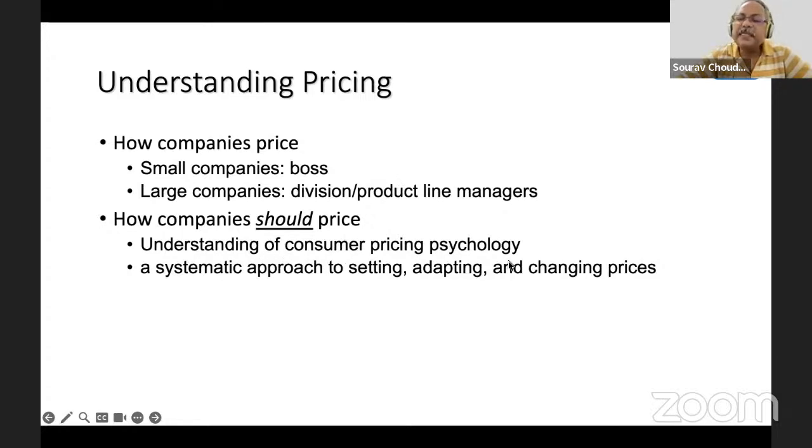So how should somebody price? Understanding of consumer pricing psychology. A systematic approach to setting, adapting, and changing prices. There should be a systematic process of making a pricing. ये किसी के discussion से pricing नहीं बन जाए. And we need to understand the consumer psychology behind pricing. What is he or she ready to pay for that value that he or she is getting.